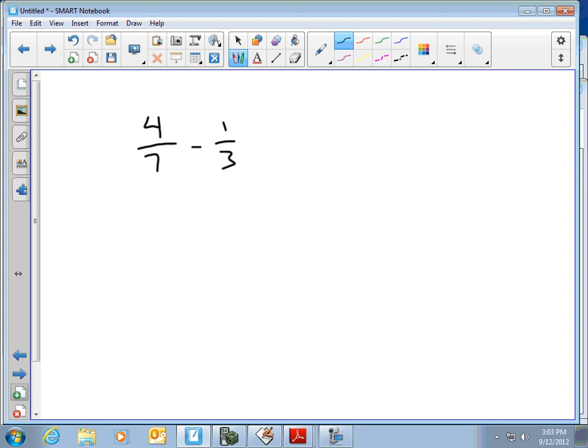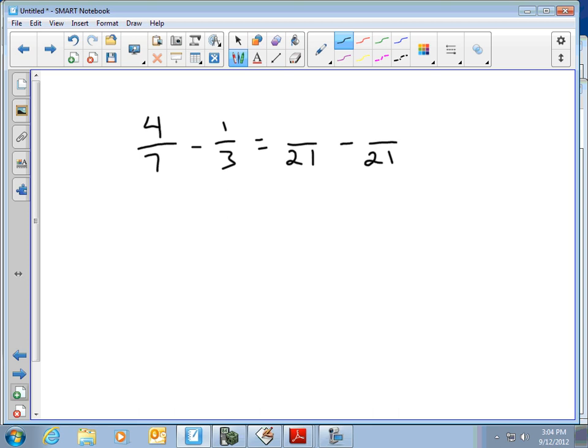If I have 4/7 minus 1/3, common denominator, what does both the 7 and the 3 go into? Remember, it has to be at least as big as the biggest number. So it has to be at least a 7. So the number that they both go into is 21. 7 goes into 21, and 3 goes into 21. This one is kind of easy because it's just 7 times 3.